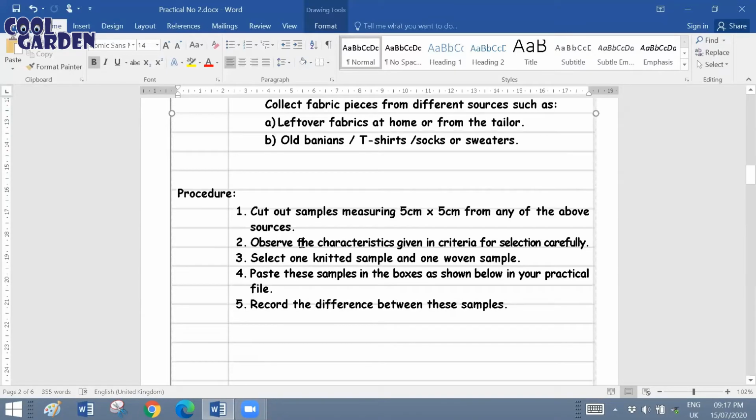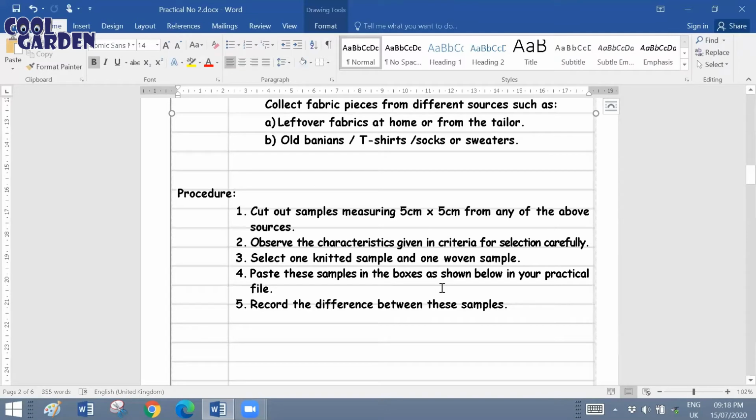Then procedure. After you collect these two categories of fabric, you need to cut the samples. So in procedure, what you'll write down is: cut out samples measuring 5 centimeter by 5 centimeter from any of the above sources. Observe the characteristics given and criteria for selection carefully. Select one knitted sample and one woven sample.